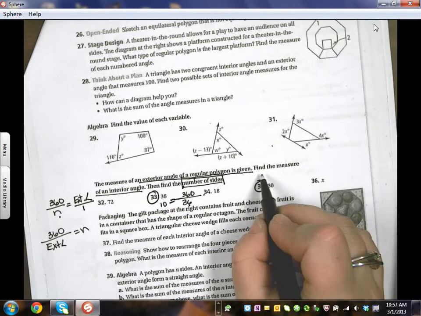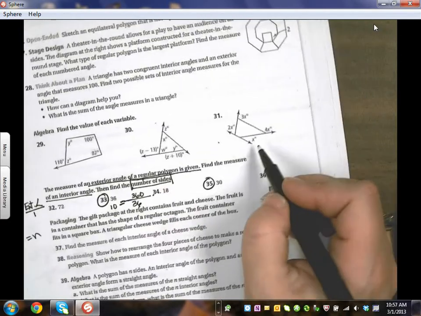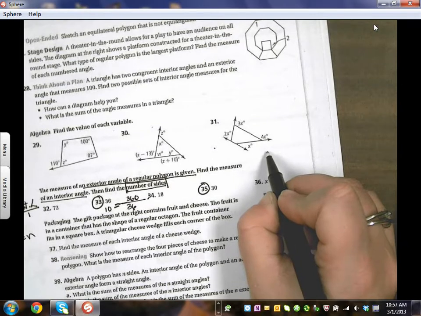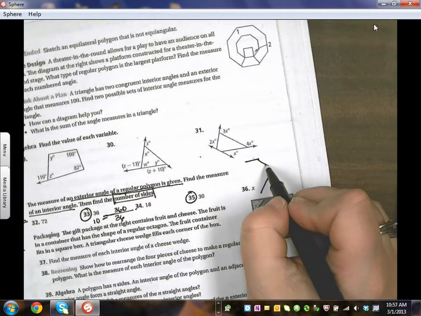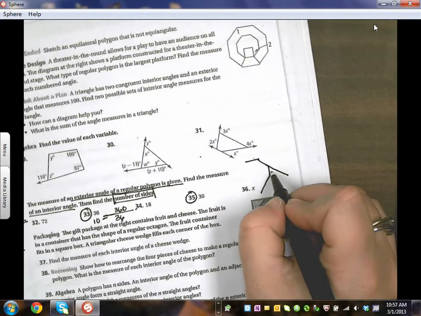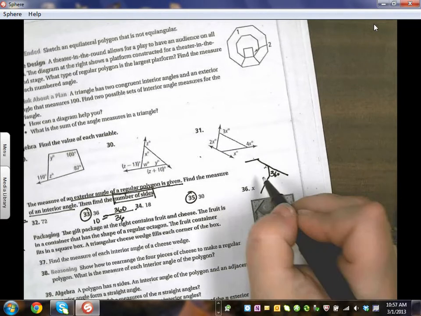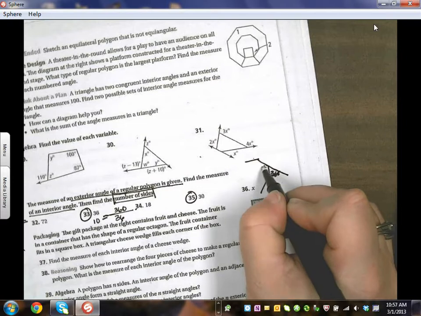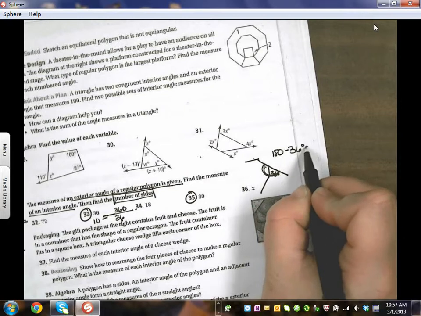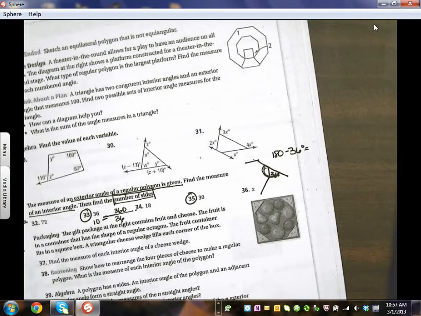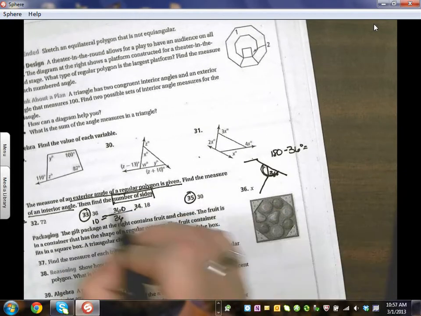But now they want me to find the measure of an interior angle. Well, let's just draw a shape here a second. I know this is a decagon. I'm not going to try and draw a decagon for you freehand. I'm just going to draw a shape, and I'm going to give you this angle here is 36 degrees. Can you find that angle right there? Do you see that these are supplementary? So 180 degrees minus 36 degrees gives me that interior angle. And I know that that interior angle is 144 degrees.